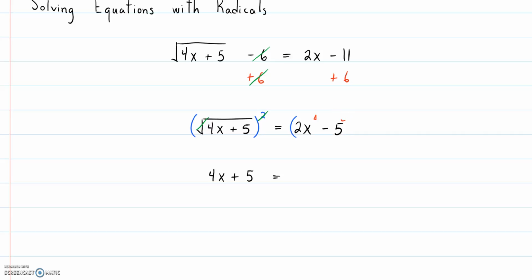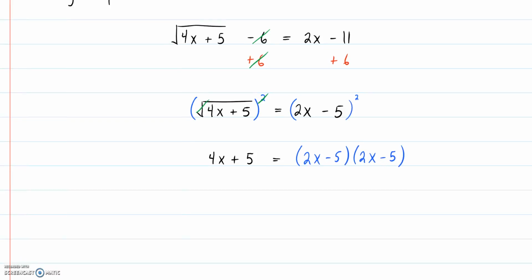But just keep in mind that we're squaring the entire thing. So what we're actually saying is that we have 2 copies of 2x minus 5, and this is what we actually have. And so now we have to distribute on the right side of the equation. For the left side, I'm not going to do much. I'm just going to bring down the 4x plus 5. But on the right side, I'm going to multiply this out.